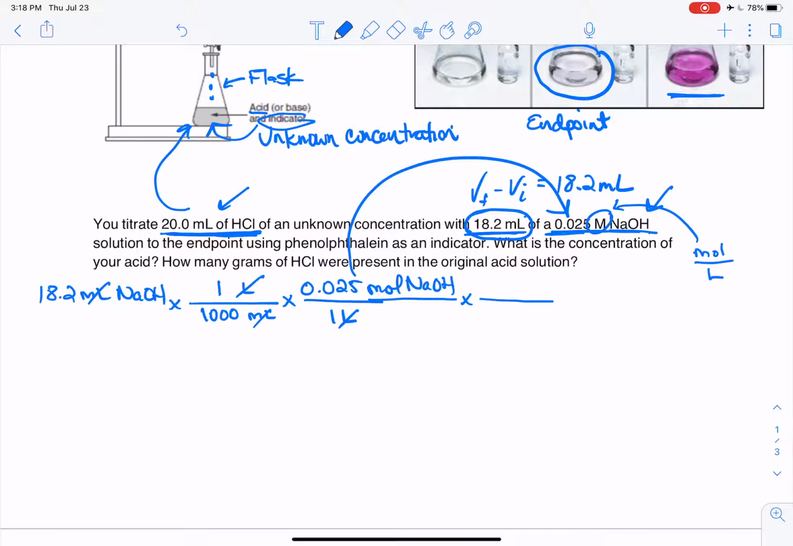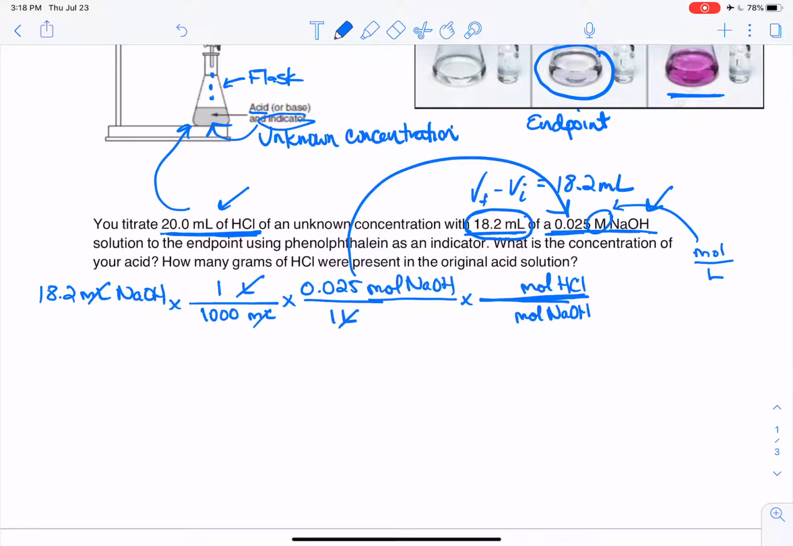Okay, so now we're in moles of NaOH, and when you're in moles of something, you can go to moles of something else. This is what we called the multimole ratio a few chapters ago, and we've been using it over and over again. So we want to get rid of moles of NaOH, so we put it on the bottom, again letting our units guide us, and we want to go to moles of HCl, because in order to figure out the concentration of that hydrochloric acid solution, we need to know how many moles we have.